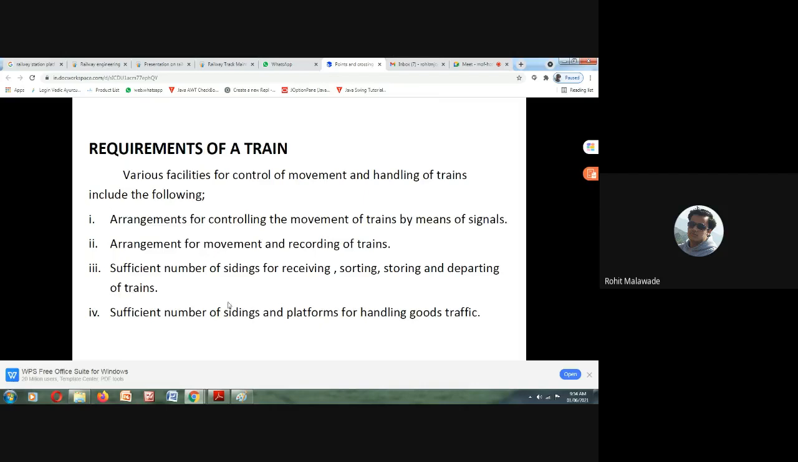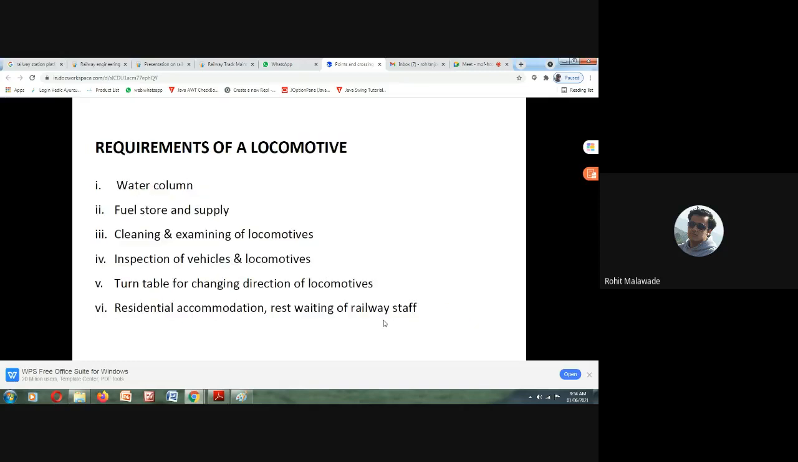Then sufficient facilities for receiving, sorting and departure of the trains. Sufficient number of sidings is nothing but a sufficient number of tracks should be there. And then we should have a sufficient amount of platform, so that people and goods can get in and out of the train.